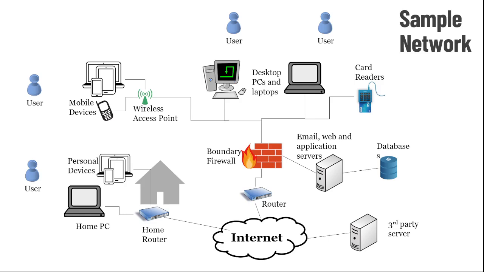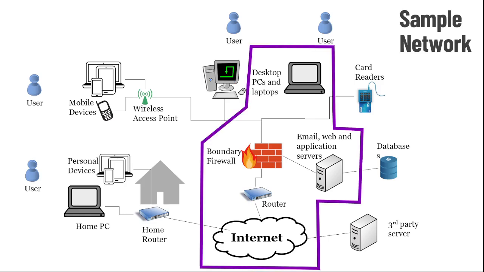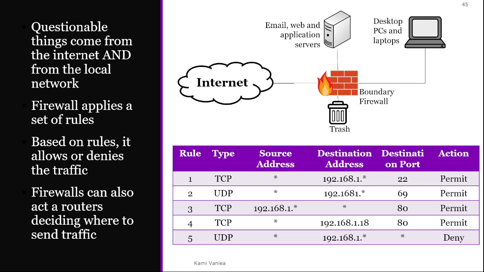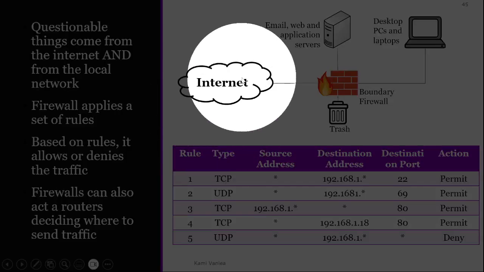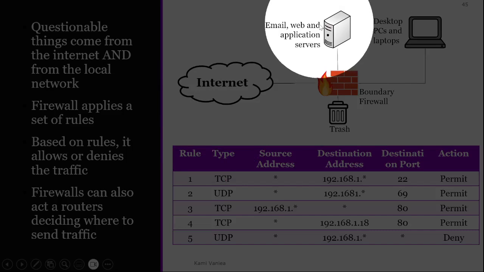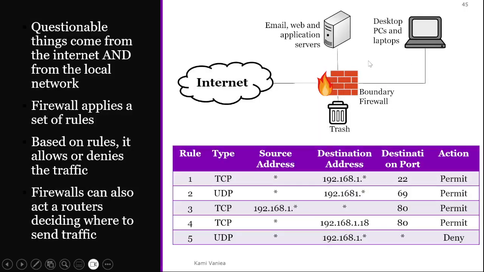But the boundary firewall here is sitting kind of next to the router, and it's deciding, traffic can only get in if it has a port, if the router's willing to put up with it, and if it can get through the firewall. So let's look at just this bit. So we have the internet, the firewall, some computers. What happens is that questionable things come in from the internet. The firewall applies a set of rules. Here's a completely fake rule set.